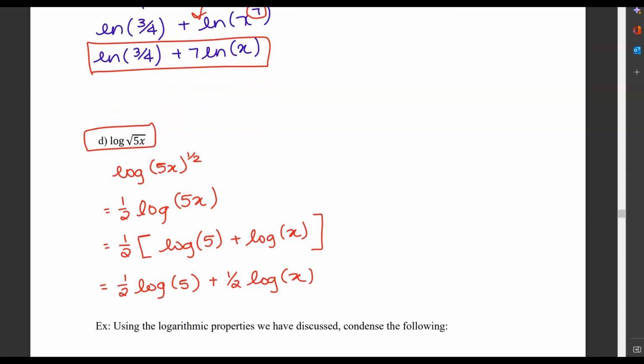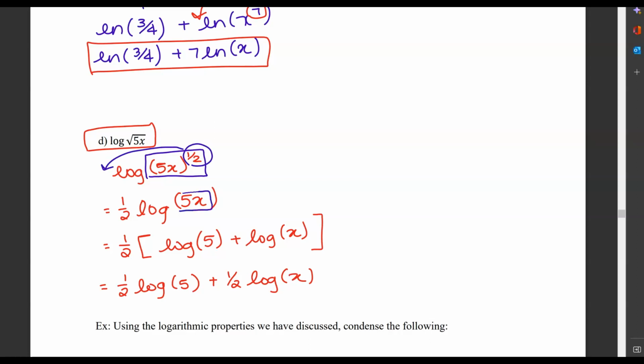All right, so for D, I think the trickiest part here is to remember that when we take the square root of a value, it is the same thing as raising it to the 1/2 power. So the square root of 5x is the same thing as saying 5x to the 1/2 power, which in this case tells us that we have the power rule here that we can bring to the front. So that's how we end up with the 1/2 log x.